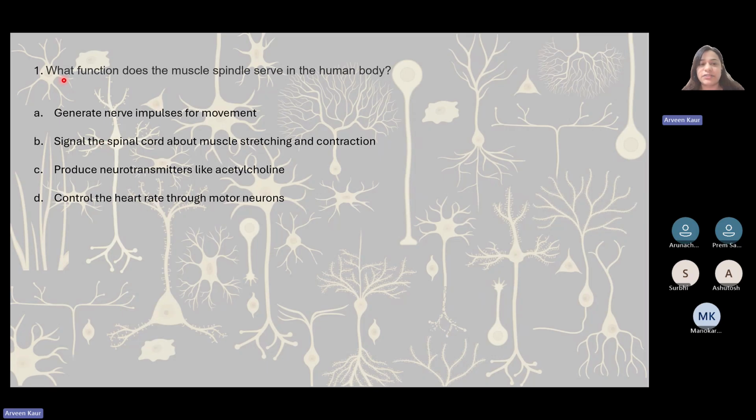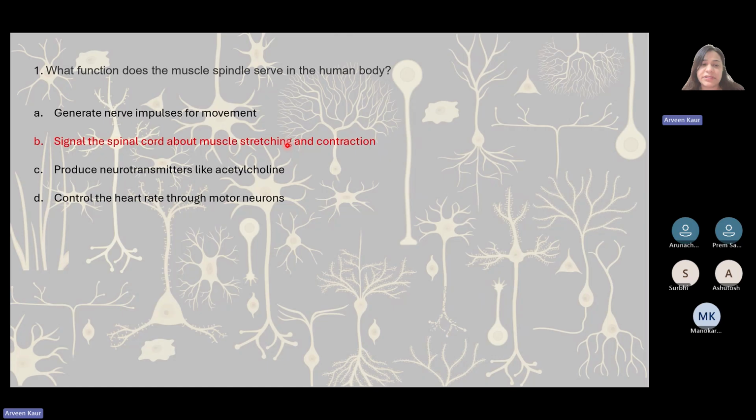What function does the muscle spindle serve in the human body? Right. So muscle spindles are basically bundles of muscle fibers. What function does it serve? Does it generate nerve impulses for movement, or signal the spinal cord about muscle stretching and contraction, or produce neurotransmitters such as acetylcholine, or control the heart rate through motor neurons? So which one of these does it actually do?